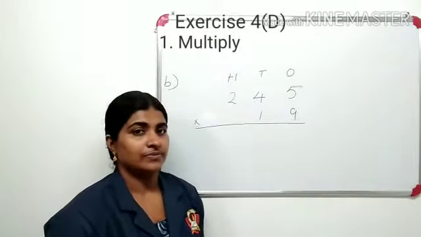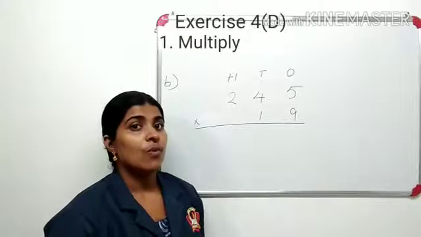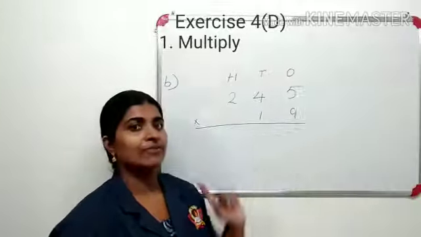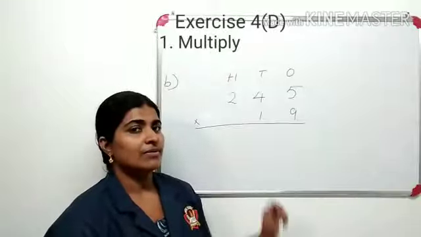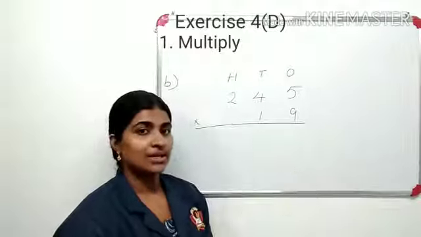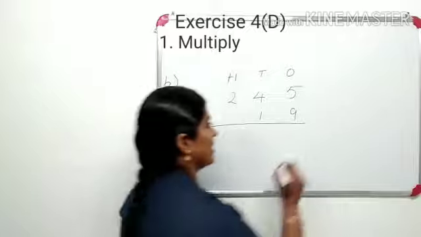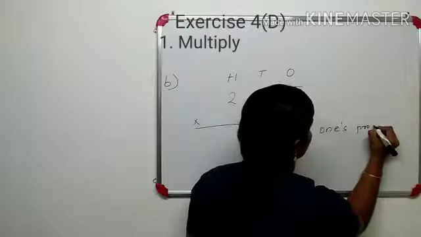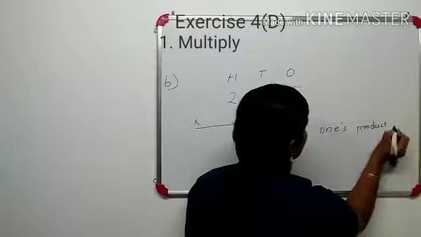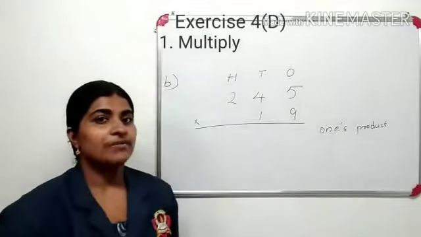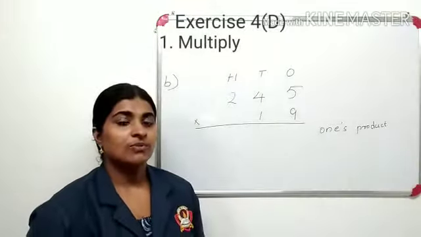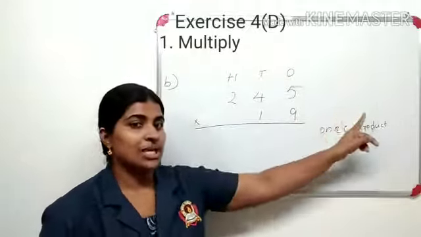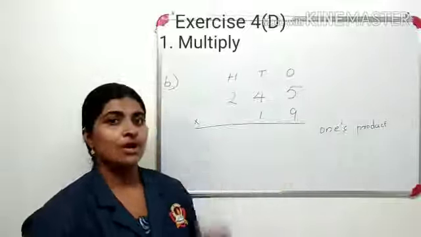Where do we start? Yes, we start from the ones digit of the multiplier. The ones digit of the multiplier is 9 and we find the product. And what is the name of that product? Yes, please write, ones product. Can you please find out the ones product? Which table are we using? Yes, 9's table. You may please write the multiplication table of 9 and find this product.